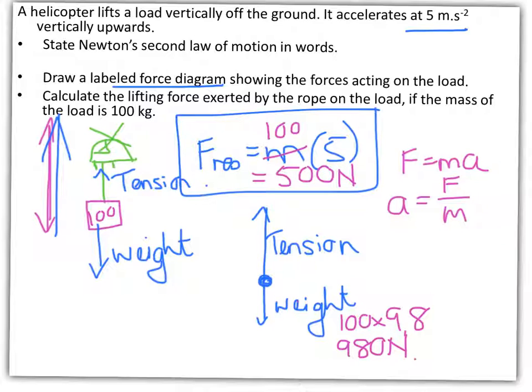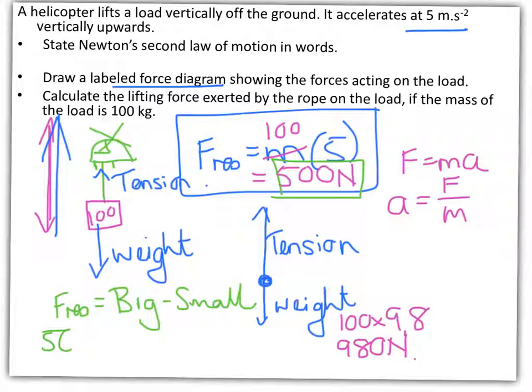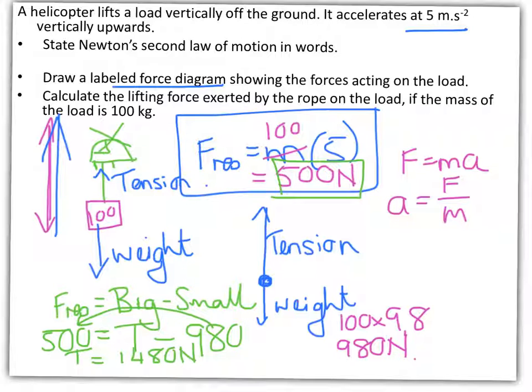980 newtons. And then we're going to say, force resultant is equal to the bigger force minus the smaller force. This is a principle we can use over and over. If I'm looking for the resultant of these two forces in the same plane, I can take the big force and take away the small force. No problem at all. The resultant force we've just worked out is 500. The big force is what I'm looking for, the tension in that rope. The small force is 980 newtons. It is the weight. And I then rearrange that, and the tension turns out to be 1,480 newtons. I just have to take that to the other side.